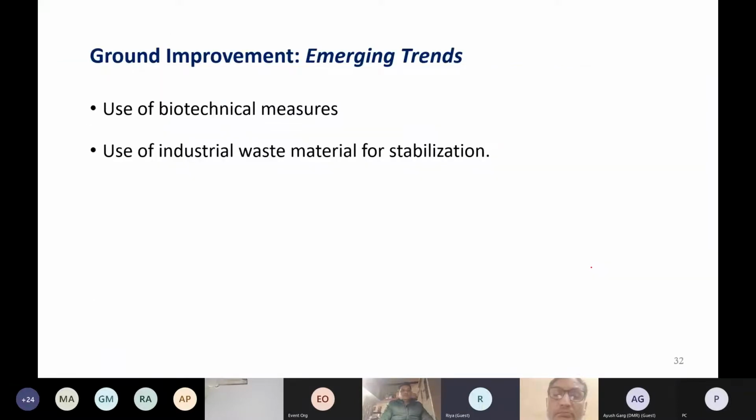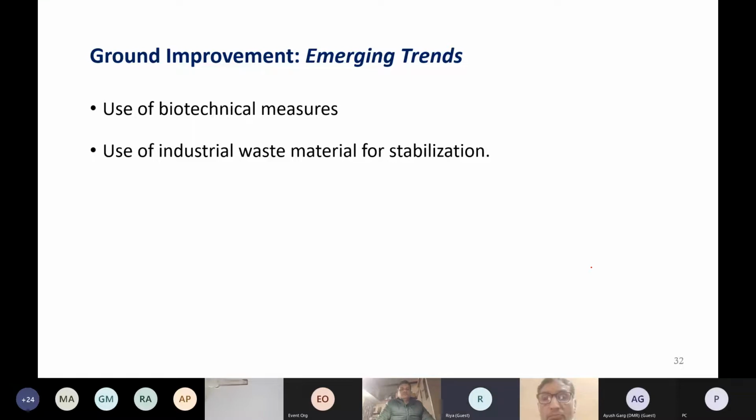Now, when the content that I had to cover was shared with me, it also included the emerging trends in ground improvement. Like what presently are the hot topics in ground improvement, because the other methods have been in practice for 2 to 3 decades. So presently a lot of focus is on the use of biotechnical measures. The biotechnical measures, I was just discussing the use of bacterial treatment specifically to create soil cementation and soil clogging. Soil cementation to increase the strength, or soil clogging to reduce the permeability of the material.